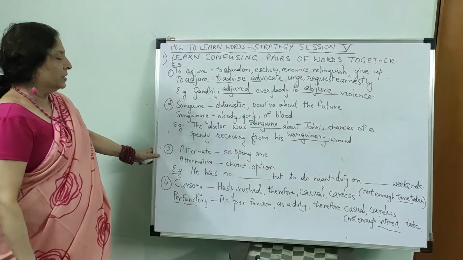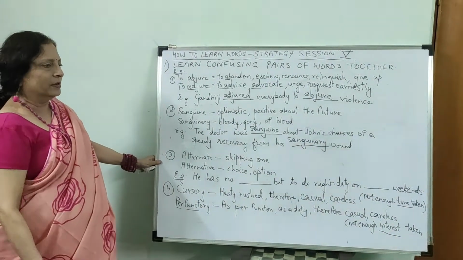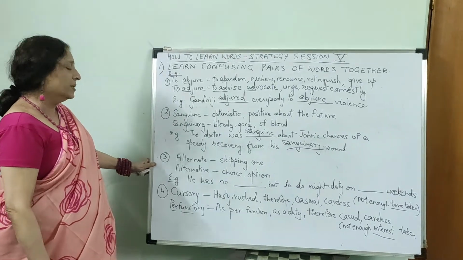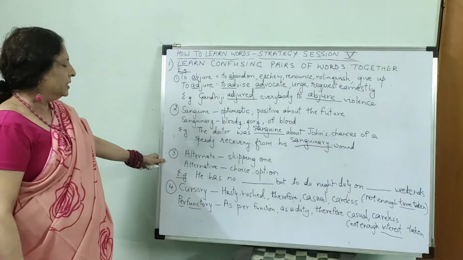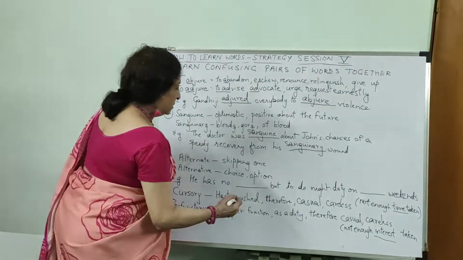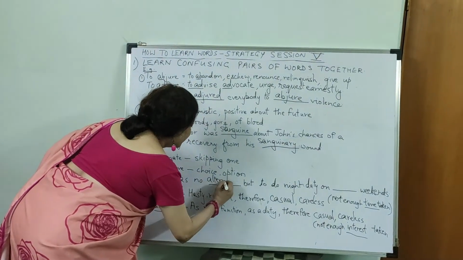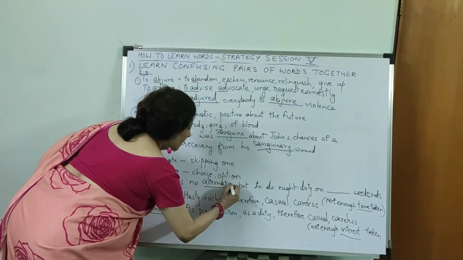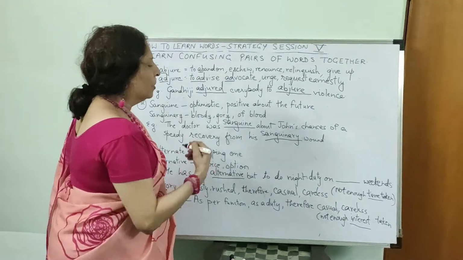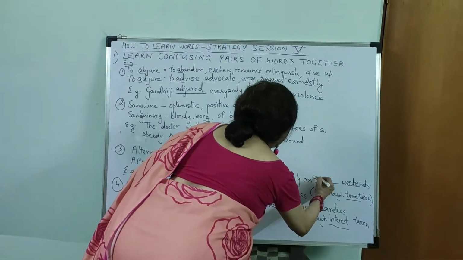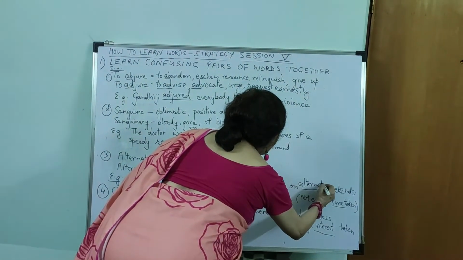Then we come to alternate, which means skipping one, leaving out one, going on to the next. And alternative, that means choice or option. For example, he has no choice or option, so it will be alternative. But to do night duty on alternate weekends. Skipping one, doing the second one.